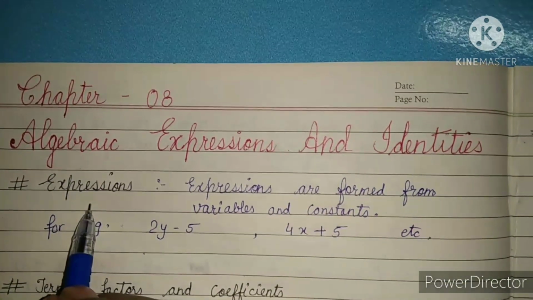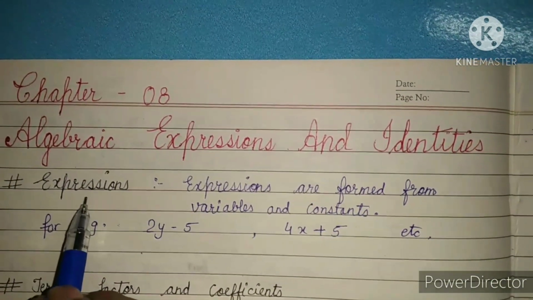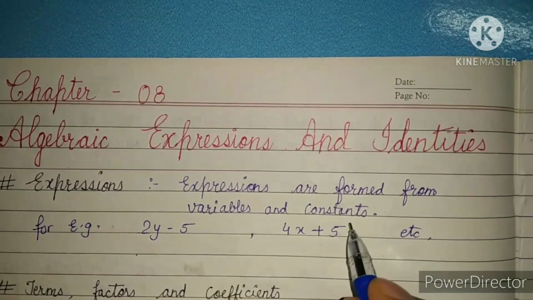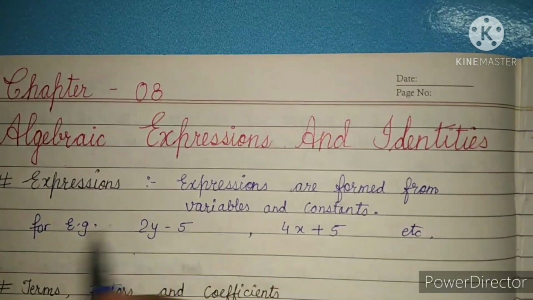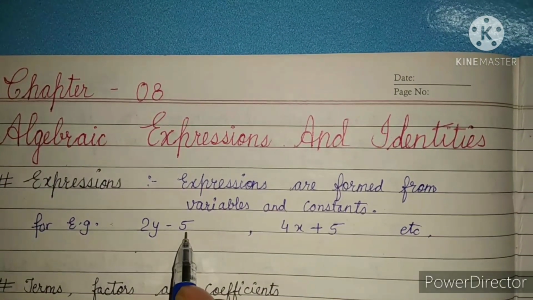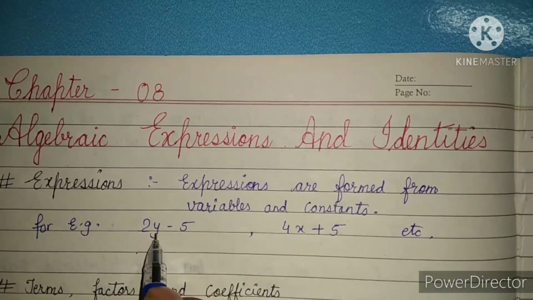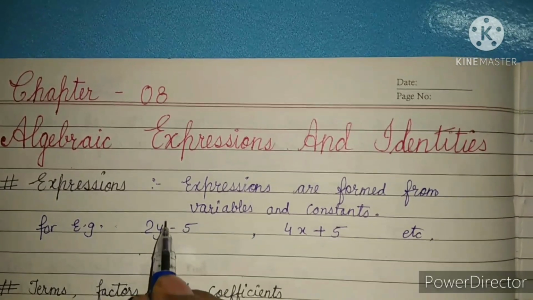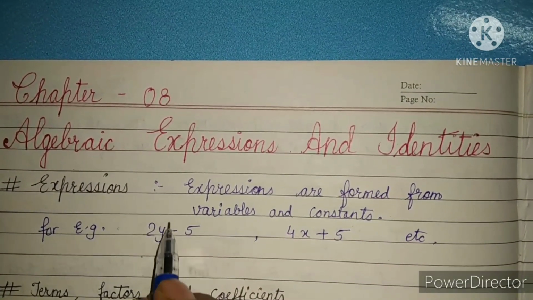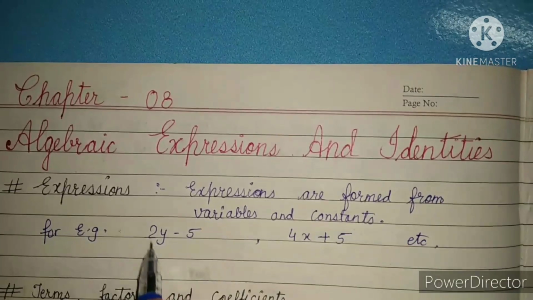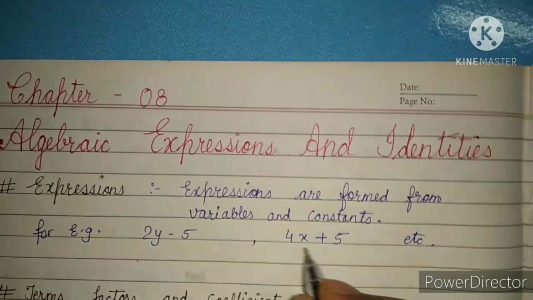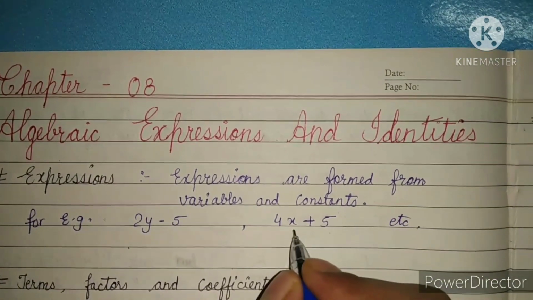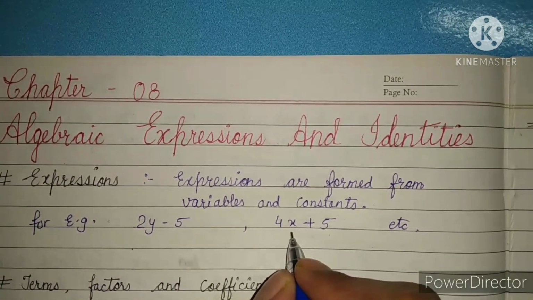So expression. What is the meaning of expression? Expression is formed with the combination of variables and constants. For example, 2y minus 5. Here in 2y, y is the variable and 5 and 2 are constants, but this whole term is multiplying by the variable, so this whole term will become variable. The next example is 4x plus 5. So 5 is the constant and x is the variable.